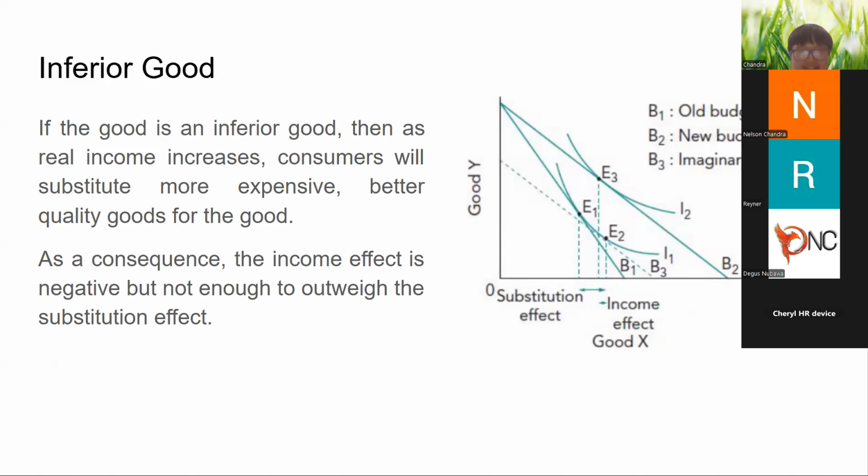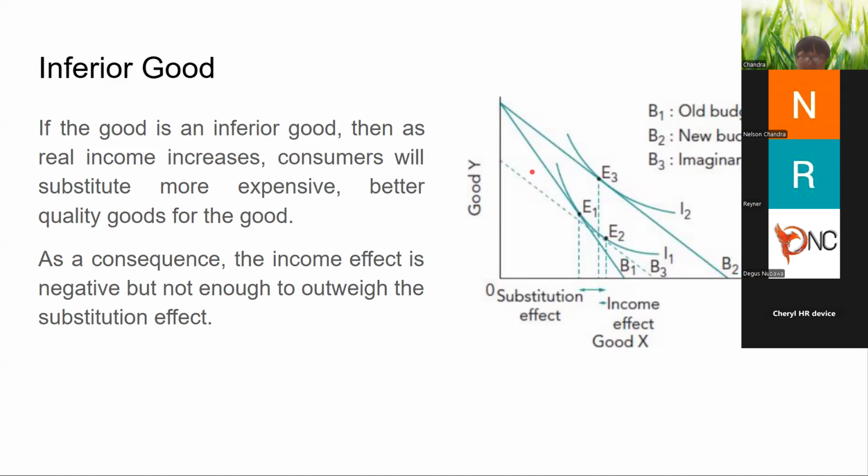When there is an increase in price, people will substitute to the other one. When there is a decrease in price, people will always buy that cheaper good. So the behavior is always the same for the substitution effect, no matter the type of goods. But the income effect will be different. Why would it be different? Because you can see here now.